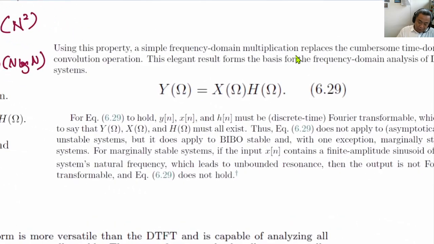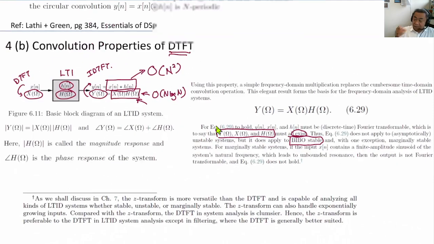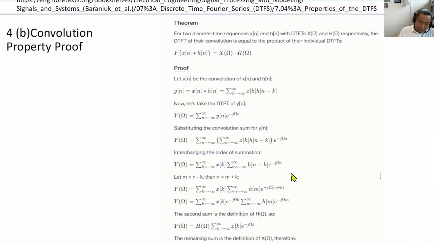What are the conditions? Of course, the signal of interest must exist. Not all signals can be Fourier transformed. So only when x of omega and h of omega exist can we do this. And what else? H of omega must be stable for it to exist. Existence is required to convert from x of n to x of omega, and h of n to h of omega.